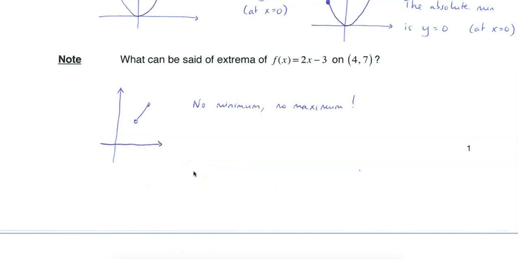What can be said of the extrema on this function given that interval? Notice that here we have these curved parentheses, so this is an open interval which corresponds to having holes in the end. And there is no minimum and no maximum. There is no point that I can show on the graph that is the highest of all. I can always go a little bit higher, a little bit higher, a little bit higher, and I will never reach the last point.